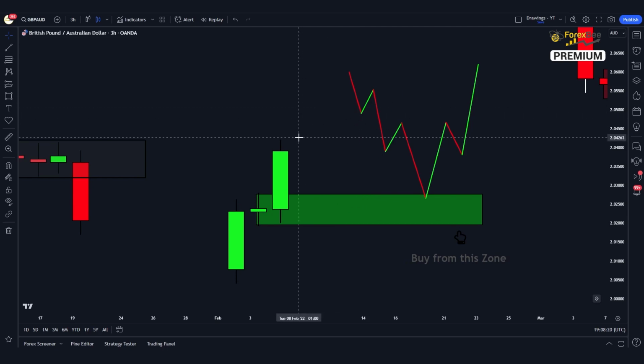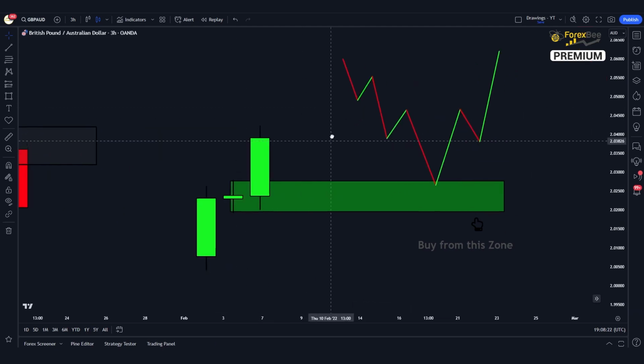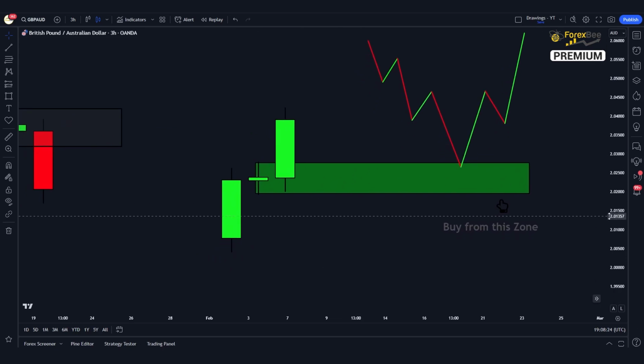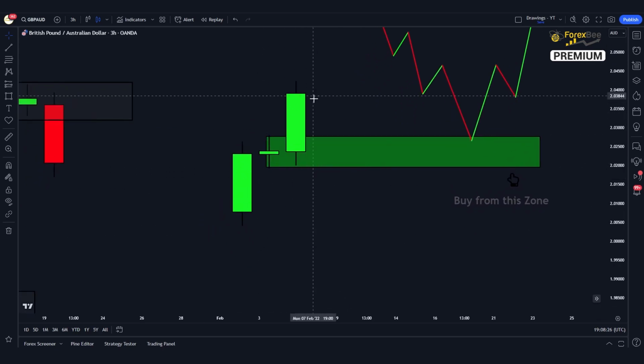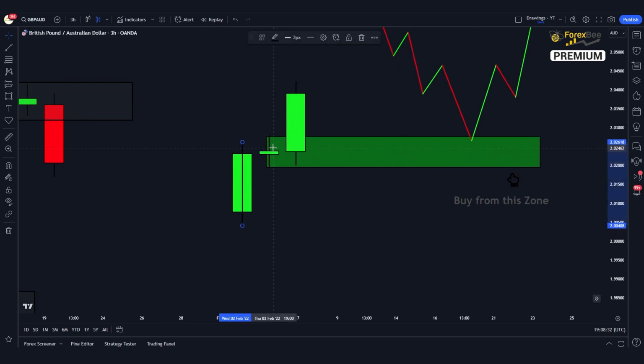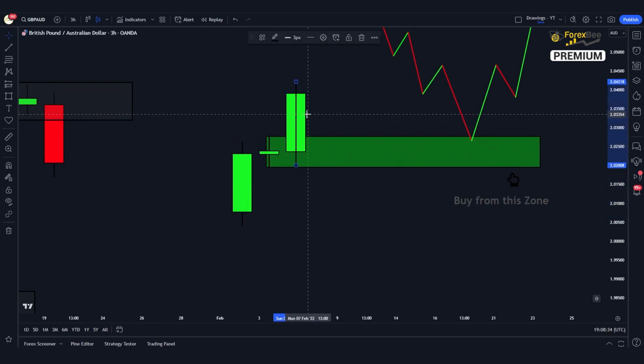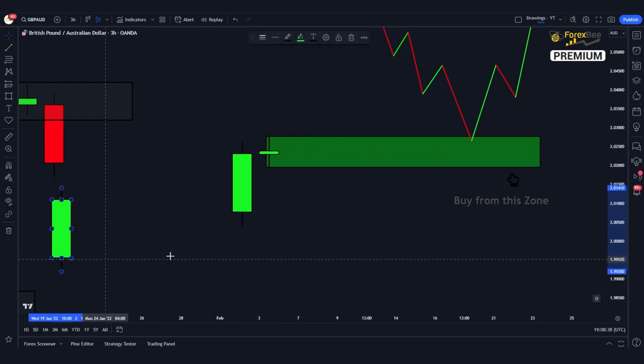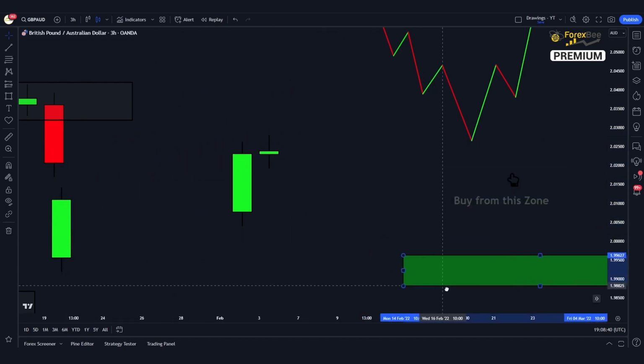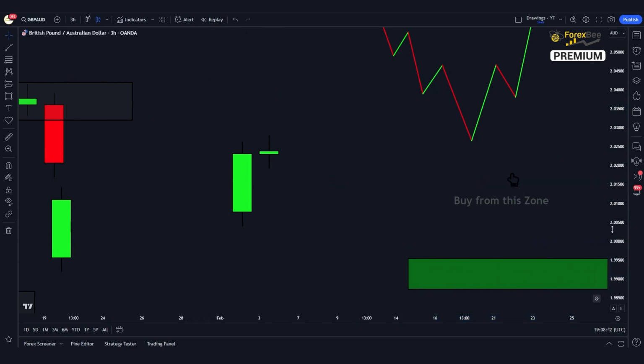For that, let's imagine a scenario. Let's imagine that there is no zone formed yet. There is only this rally candle, and then there is this base candle. Let me just move this last rally candle out of the picture so that we do not know that there is this demand zone forming here.